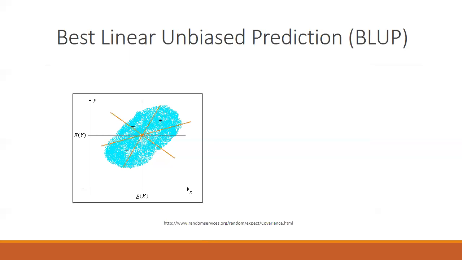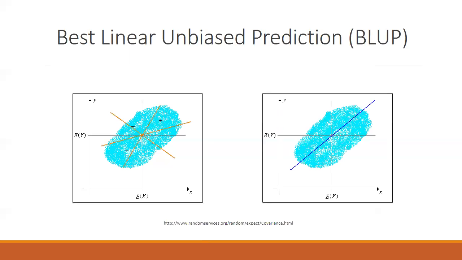What sets BLUP apart? BLUP is able to minimize the mean squared error. This can be thought of as a best fit line, as a line best fit to the contour of the distribution. See here how the blue line on the right follows the shape of the distribution more so than the orange lines on the left. This line represents the BLUP prediction, whereas the others are random linear predictors.